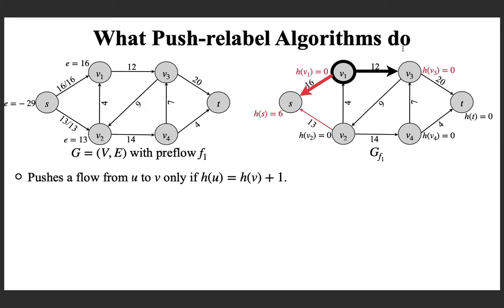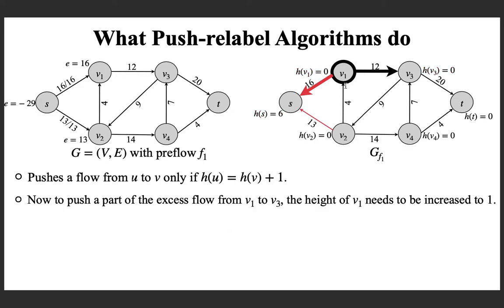But look at their heights. The neighboring vertices have heights 6 and 0. So both are greater than or equal to the height of V1. So by this constraint, the push operation is not allowed. Now we will see what relabel is doing.